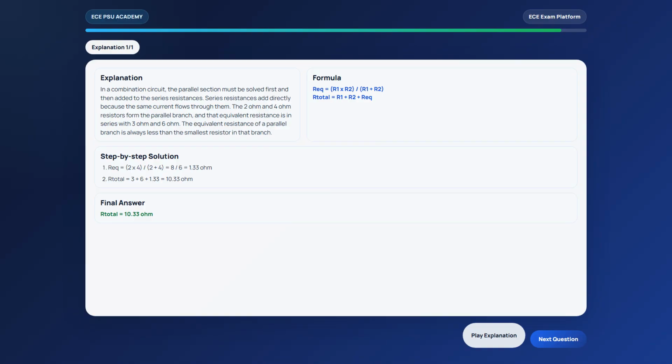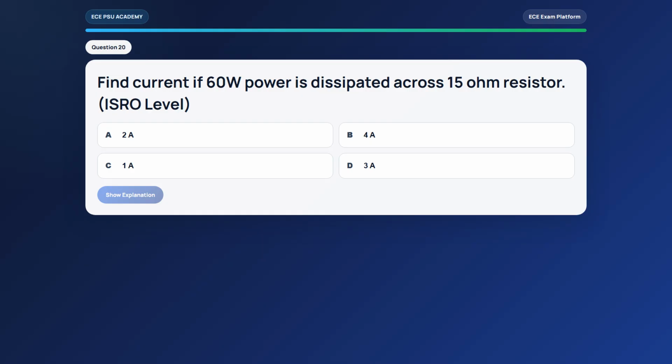After simplifying the parallel branch into one equivalent resistor, that result lies in series with the remaining resistors, so the resistances add algebraically. Now calculate, total equals 3 plus 6 plus 1.33 equals 10.33 ohm. Final answer, total equals 10.33 ohm.